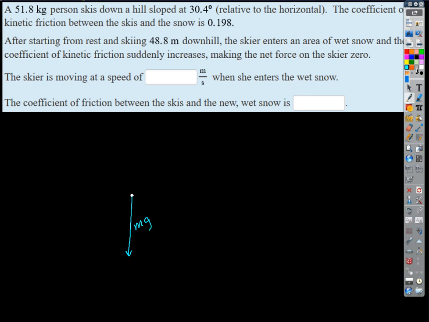Let's go ahead and I'm just going to trace in the slope. We'll call that theta, just so it's easier to orient ourselves. And we got normal force. In what direction is that acting? Normal to the slope, meaning perpendicular to the slope. So there's our normal force. Okay, what else?